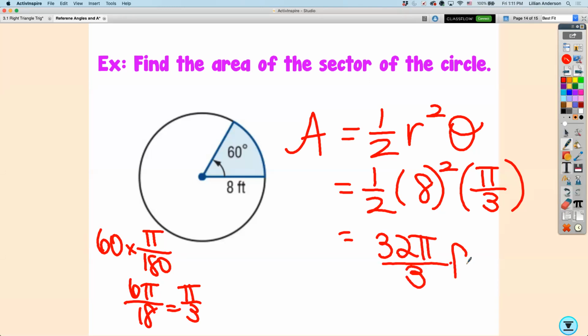This will be known as your exact area, because I don't actually multiply out the pi and round. But can someone do 32 pi divided by 3 and give me that number in 3 significant figures? That's how I want you to round, 3 significant figures, unless the problem tells you otherwise. It's 33.5. Very good. And of course, we can't forget our units. Because we are talking about area, that's feet squared. Length is just the unit.